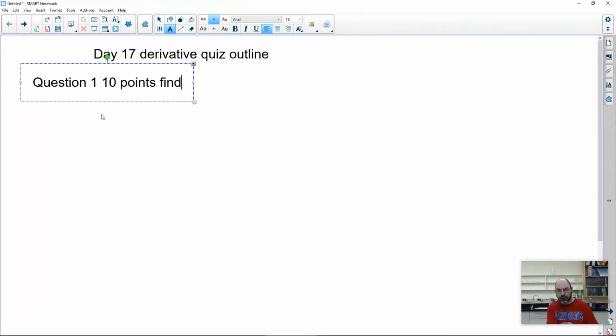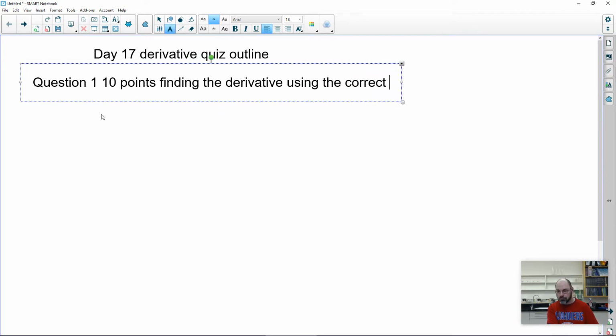Finding the derivative using the appropriate rule. Okay, and answers can be left in factored form.